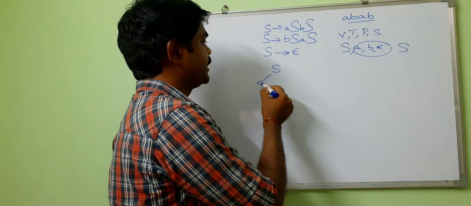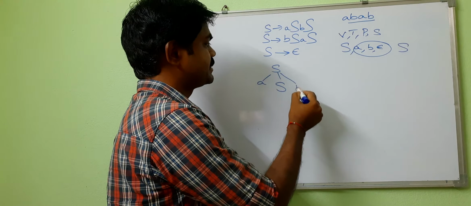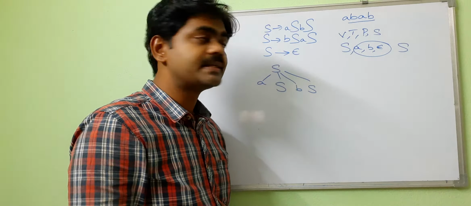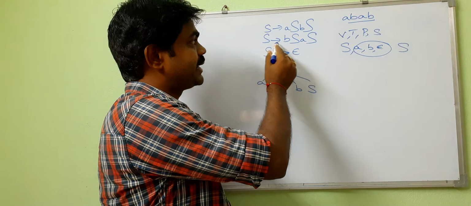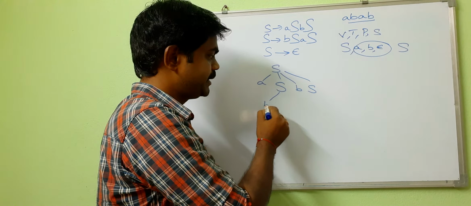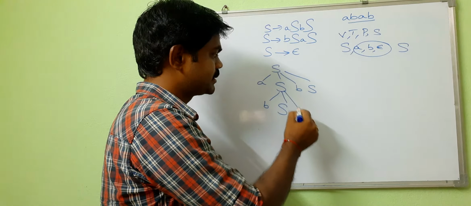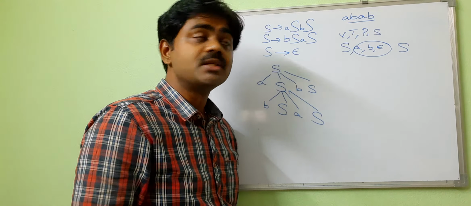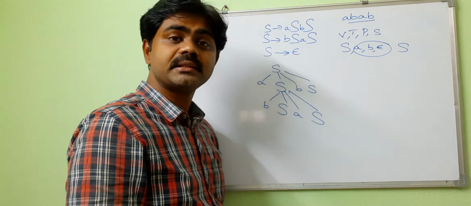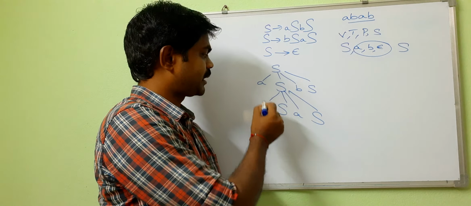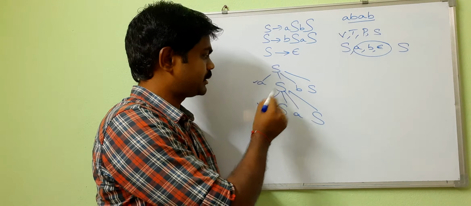S tends to ASBS. S tends to AS, BS, and for S tends to BS, AS, I will take BSAS for this. So what string do I need to generate here? I need to generate ABAB. So I got A, I got B, so I got A, I got B.